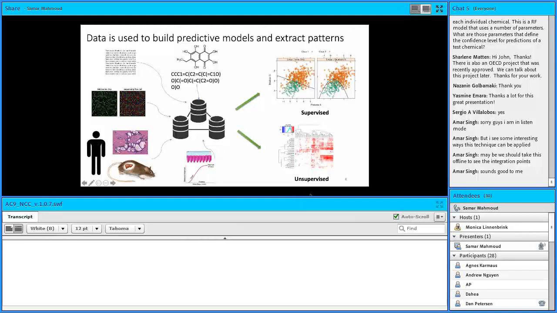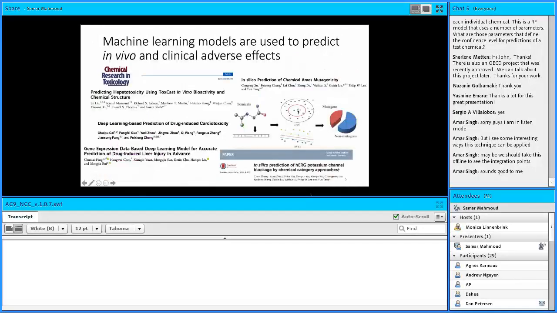And there have been a plethora of models built in order not only to predict the toxicity, but also to extract patterns from chemical features, multi-omics data, imaging, and bioactivity, as well as in vivo outcomes and clinical effects. And that has been demonstrated by the plethora of studies published in the literature to predict various types of toxicity, such as hepatotoxicity, cardiotoxicity, and other types of in vivo outcomes.